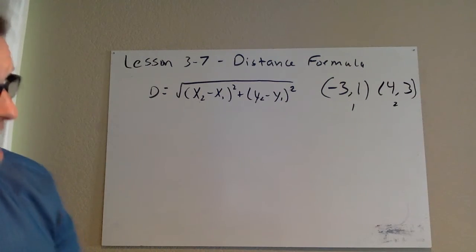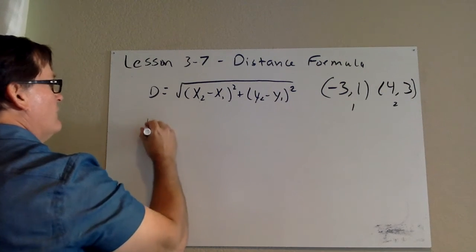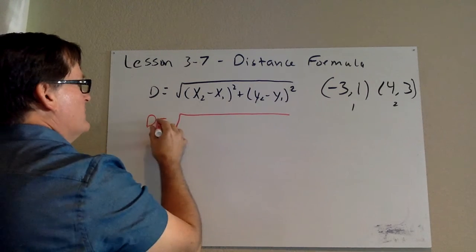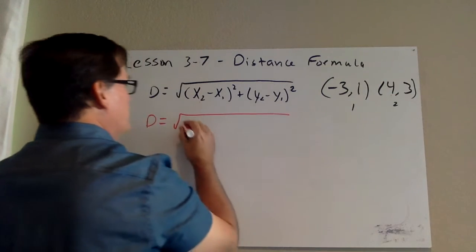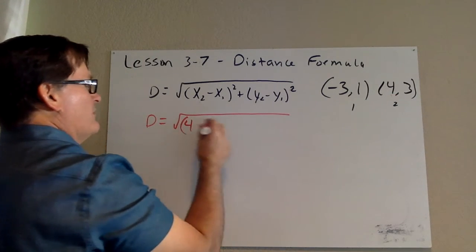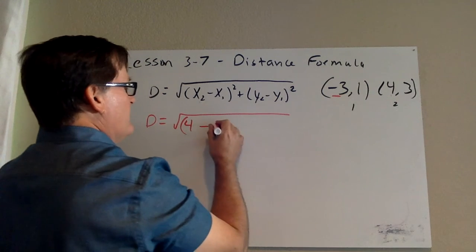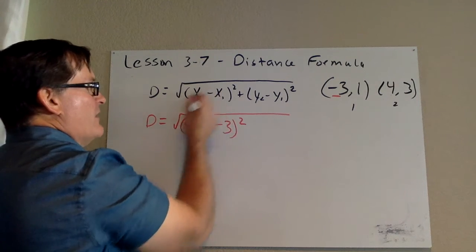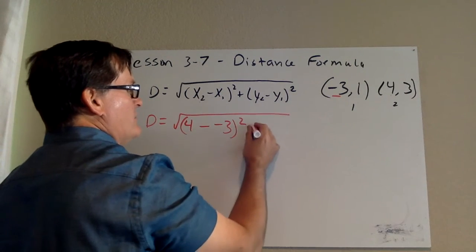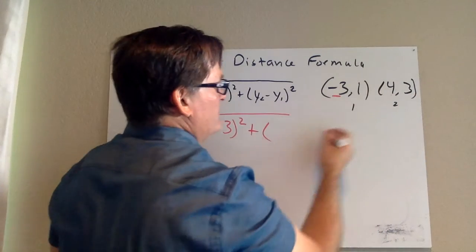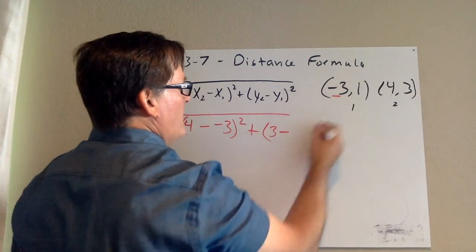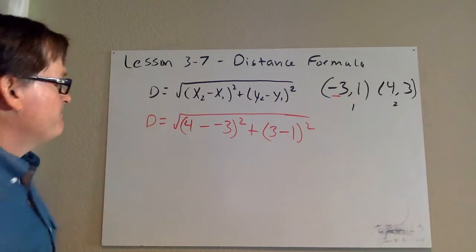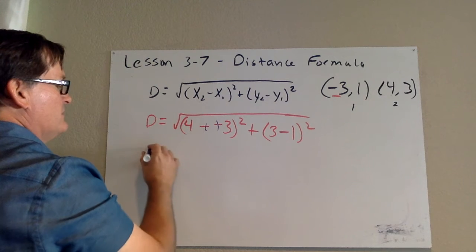Let's start substituting into the formula. So D equals the square root of x2, which I'm going to say is 4, minus, don't forget the parenthesis, x1, which is negative 3. So 4 minus a negative 3. Potential for mistake making here. Don't forget there's already a negative there, and then I bring that one in, so there's 2. Plus y2, which is 3, minus y1, which is 1, square it. Now just finish the calculation. I know what to do with that situation.